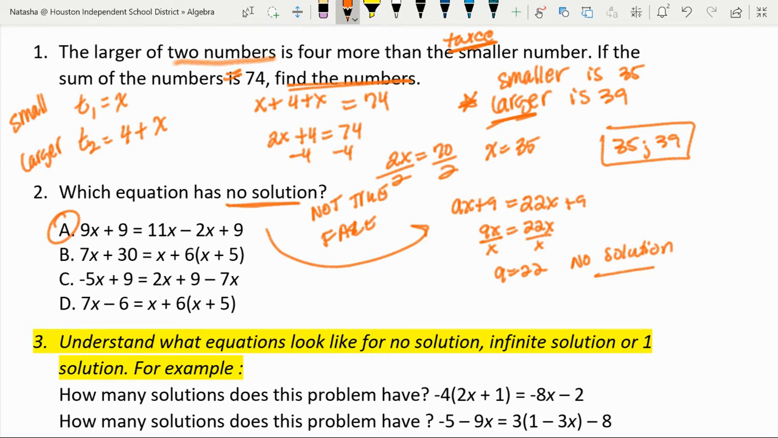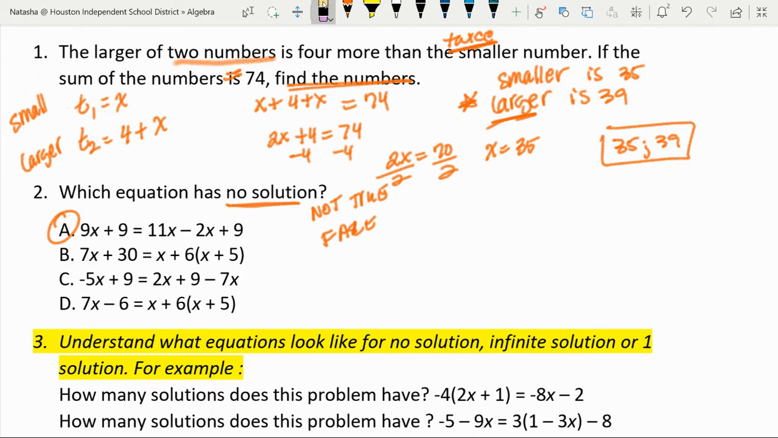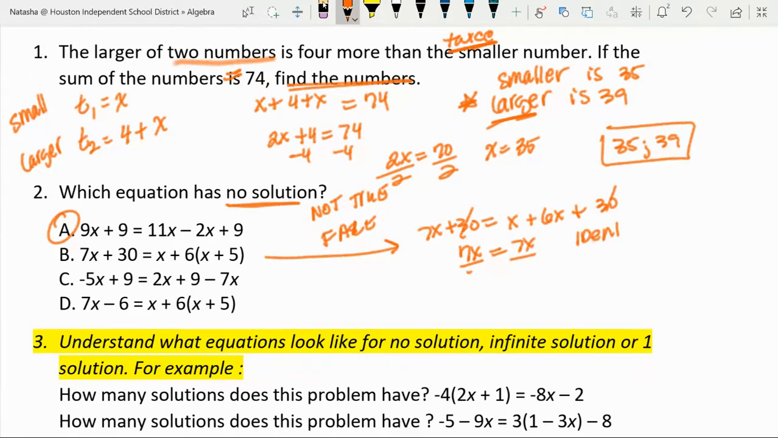Let's double check and make sure we're not doing any of our math wrong. If I look at B, I rewrite this as 7x plus 30 is equal to x plus 6x plus 30. The 30s are going to cancel out. That gives me 7x is equal to 7x. That is an identity. So this one is true, not false. In other words, that does not have no solution.